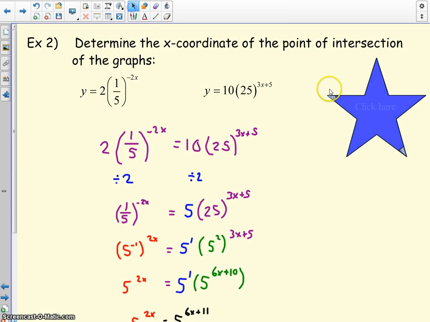Okay, so first thing you want to do is check your answer. You should get negative 11 over 4. So what I did first to try and get the single power on both sides of the equation, I divided both sides of the equation by 2. So left side stays the same. I wind up with 10 divided by 2, which gives me 5.